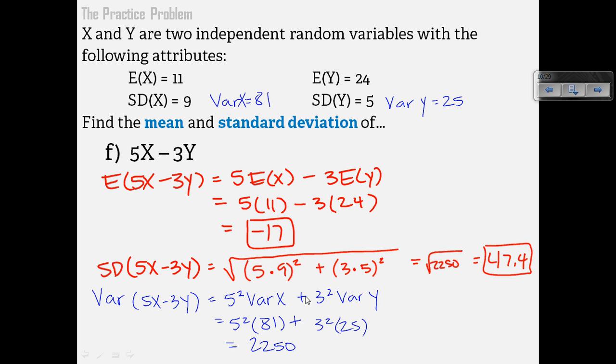Just remember that we're always adding when we talk about standard deviation and variance, even if the problem is minus. So be careful with that. With expected value, it is a minus, but with variance and standard deviation, it goes to plus, and that is because variance always increases. So there you go.